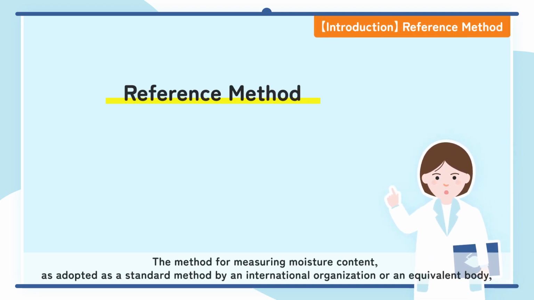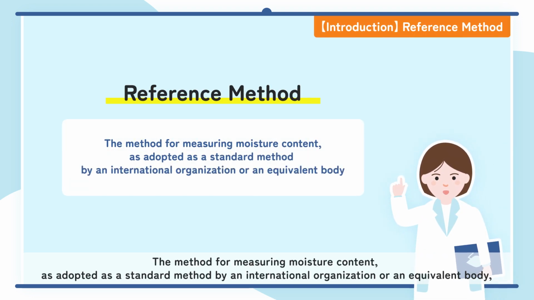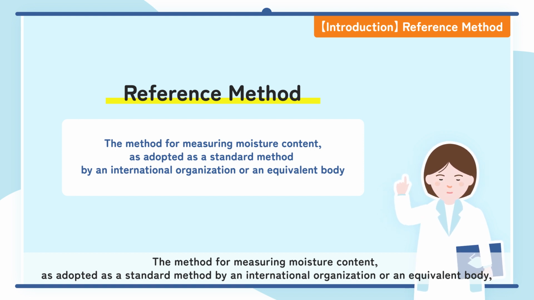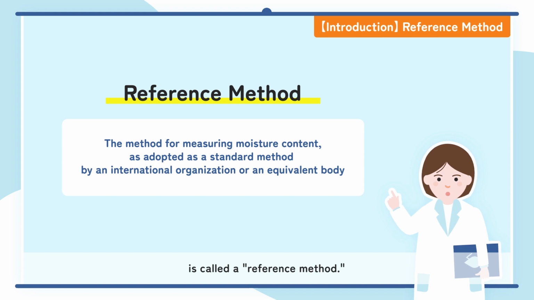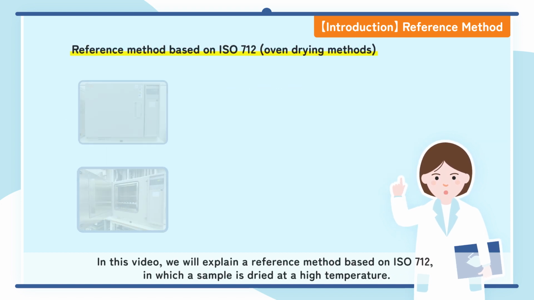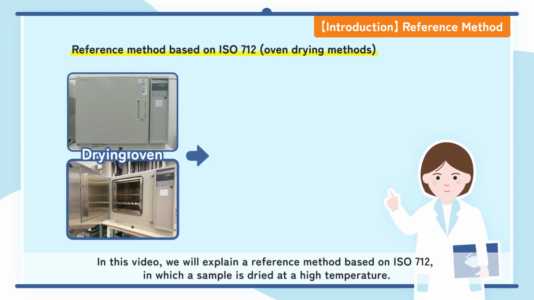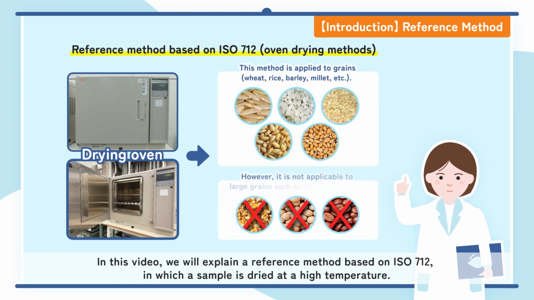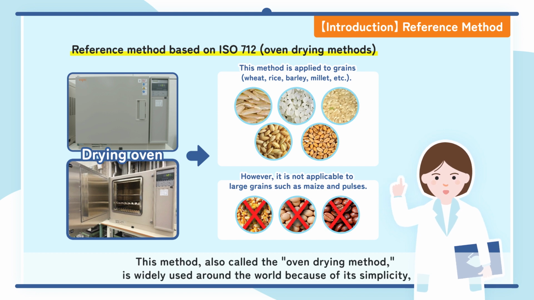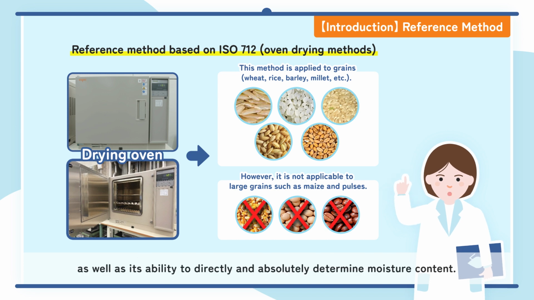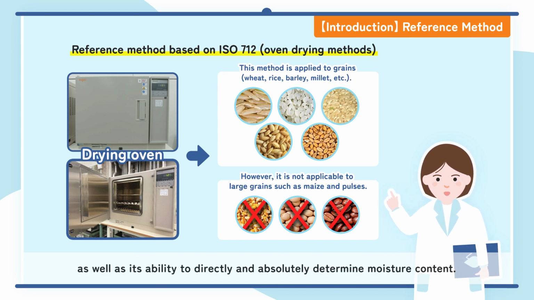The method for measuring moisture content, as adopted as a standard method by an international organization or an equivalent body, is called a reference method. In this video, we will explain a reference method based on ISO 712, in which a sample is dried at a high temperature. This method, also called the oven drying method, is widely used around the world because of its simplicity, as well as its ability to directly and absolutely determine moisture content.